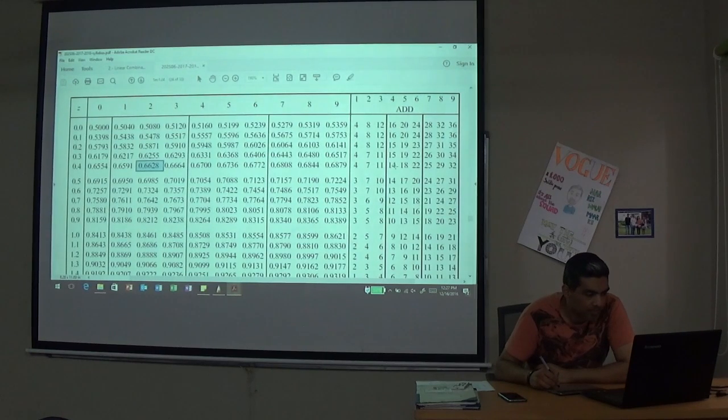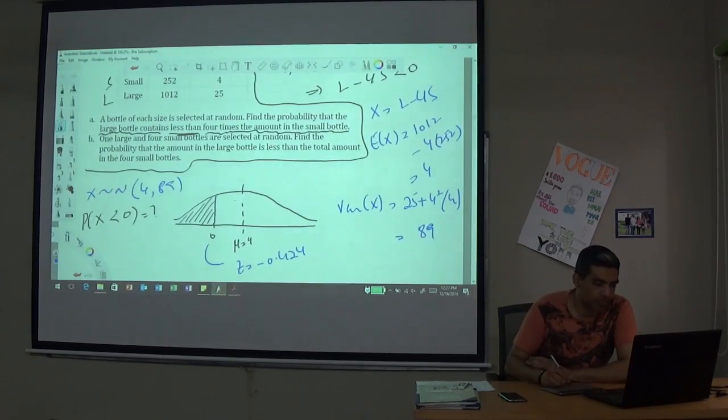Can you see that? So it becomes 0.6642. Yeah, add 14 to it. 0.6642. Can you all see that? Okay, so this area is 0.6642. We require this one.